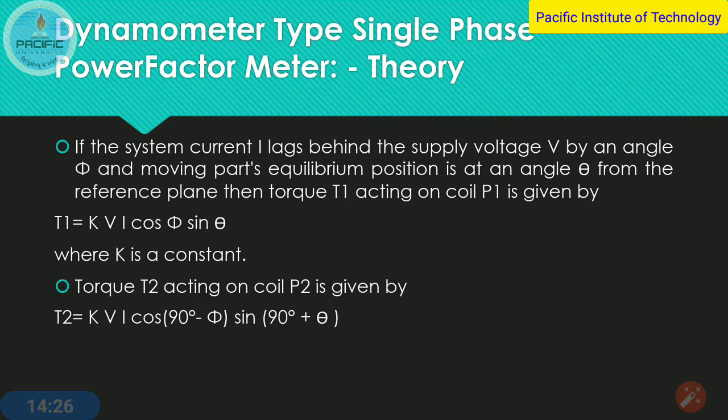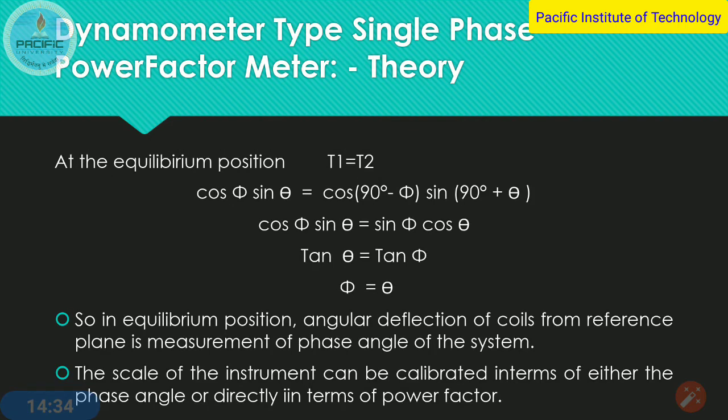And the torque T2, which is acting on the coil P2, is given by T2 equals K V I cos(90 minus phi) sin(90 plus theta). Now, at the equilibrium position, both torques T1 and T2 will be equal. So we can equate the two equations: cos phi sin theta equals cos(90 minus phi) sin(90 plus theta). Now we know that cos(90 minus phi) is equal to sin phi, and sin(90 plus theta) is equal to cos theta. So by rearranging the cos and sin, we find that tan theta is equal to tan phi, and phi is equal to theta. So at the equilibrium position, the angular deflection of the coil theta from the reference plane is a measurement of the phase angle of the system. Now we can calibrate the instrument in terms of phase angle or directly in terms of power factor.